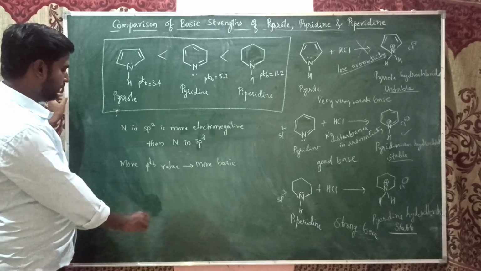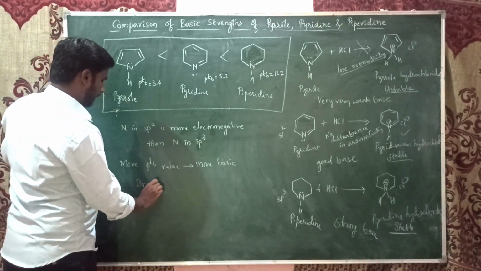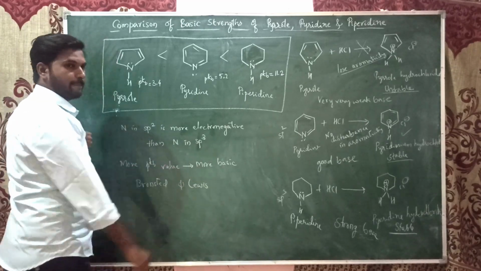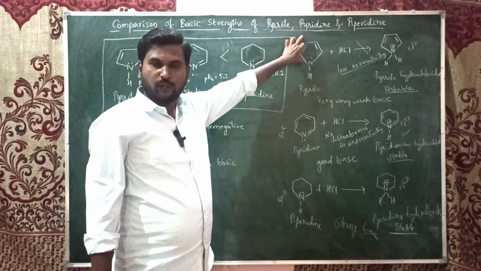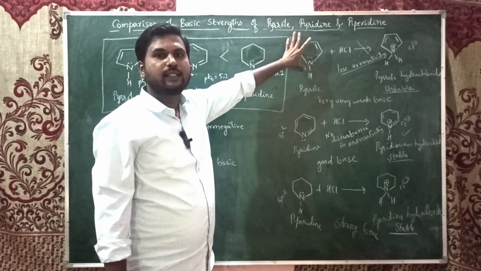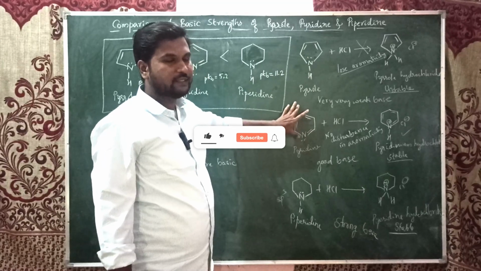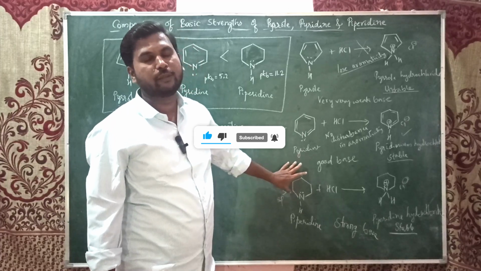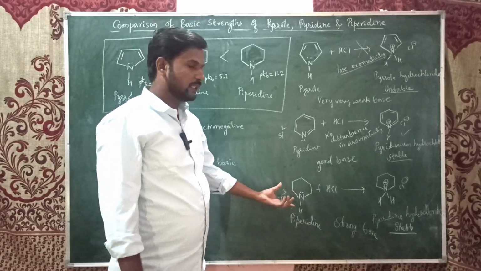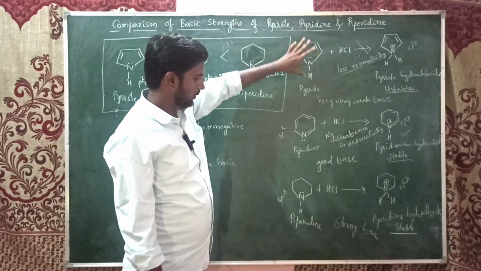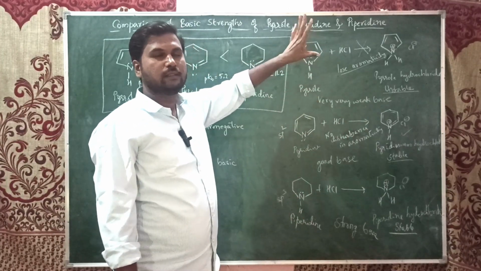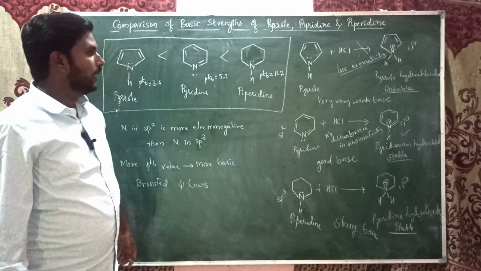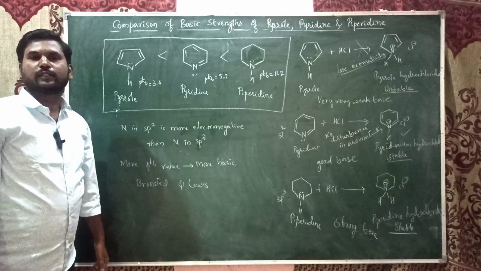These two theories, Bronsted and also Lewis. So pyrrole is not a good Bronsted base and also not a good Lewis base. Pyridine is a good Bronsted base but not a good Lewis base. Piperidine is a very good Bronsted base and also a very good Lewis base. Hence it becomes the most basic. Pyrrole becomes the least basic, and pyridine has a moderate basic strength. And it is also confirmed by their pKb values, as you've already seen.